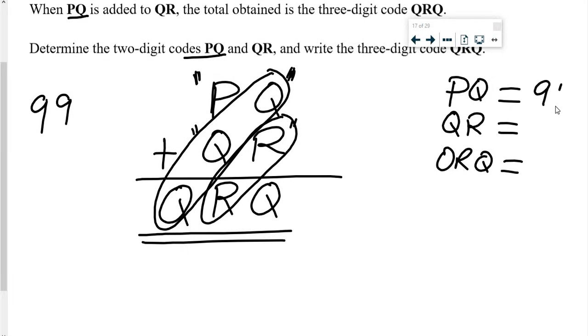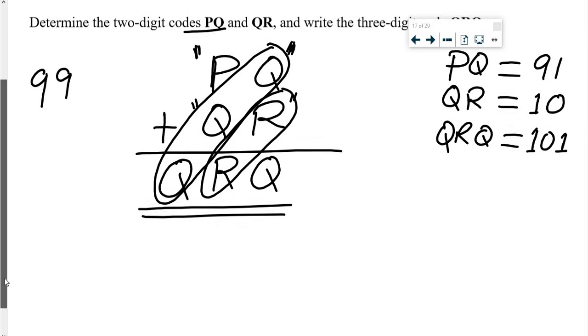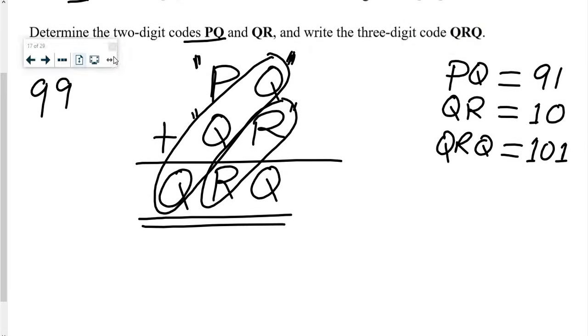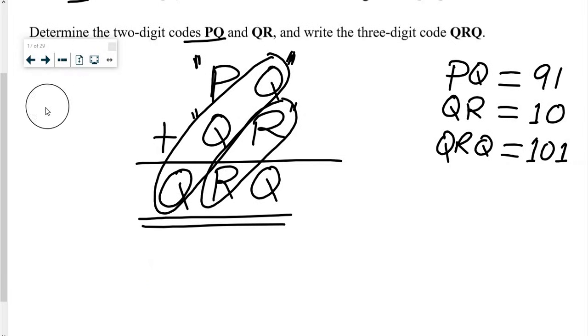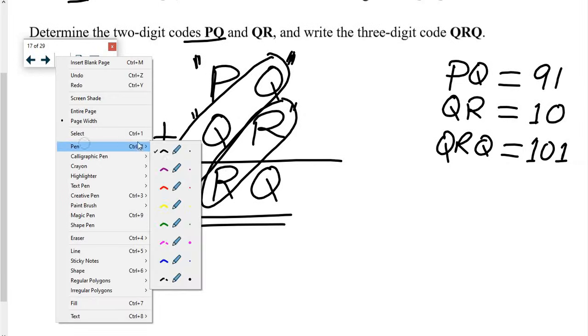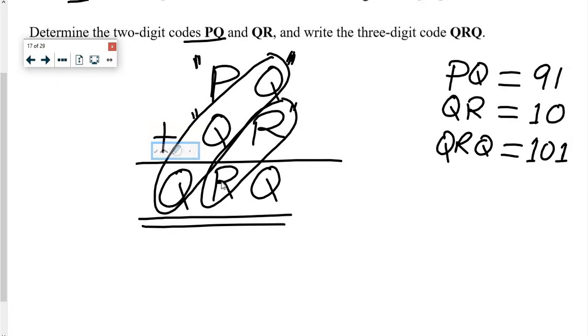PQ will be 91, QR will be the smallest possible 2-digit number, which is 10, and QRQ now will form 101. Now let us see if the pattern works. The largest possible two-digit number which we got is 91, and the smallest possible number which we got is 10. Now, does it work and show the given pattern?